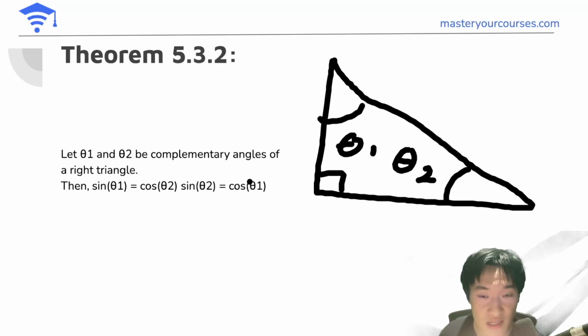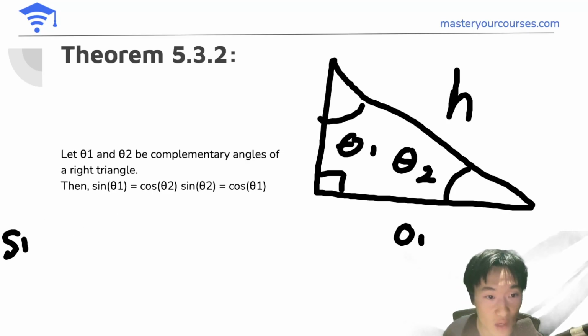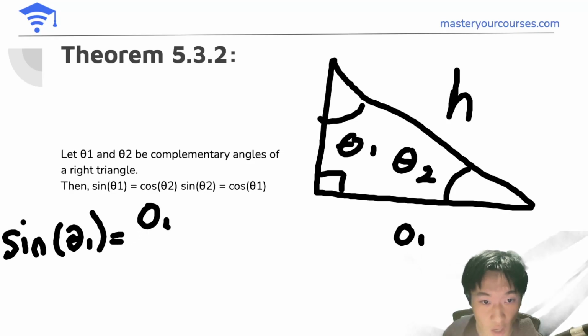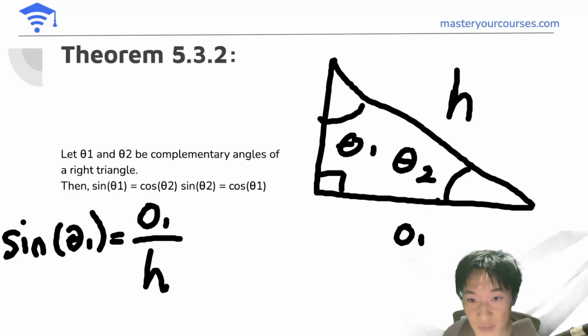So sine theta 1 is, if you remember SOHCAHTOA, right? Opposite over hypotenuse. So with respect to this theta 1, our opposite side is here, and our hypotenuse is here. So let's call this opposite 1 because it's with respect to theta 1. So then sine theta 1 is equal to opposite 1 over hypotenuse, which is just this bottom base right here. Right, now what about cos theta 2? Well, cos theta 2, if you remember SOHCAHTOA, is adjacent over hypotenuse. But what's adjacent with respect to theta 2? It's also the opposite 1. It's right here. It's this bottom base.